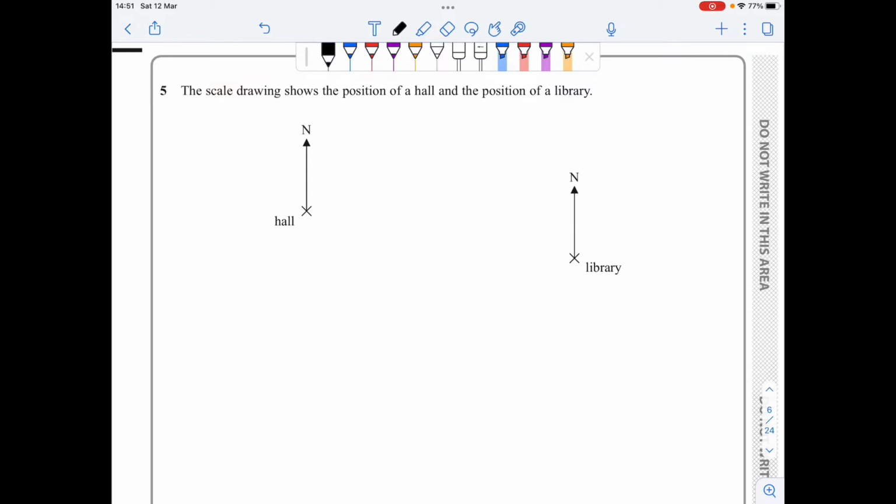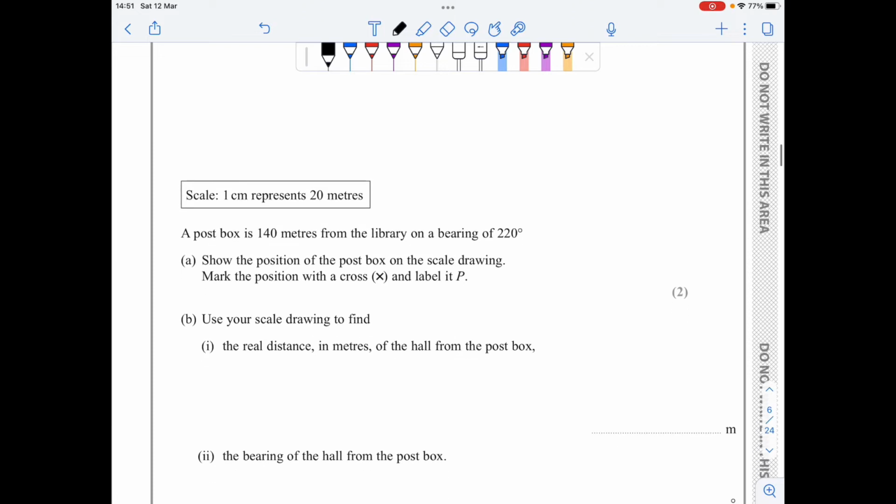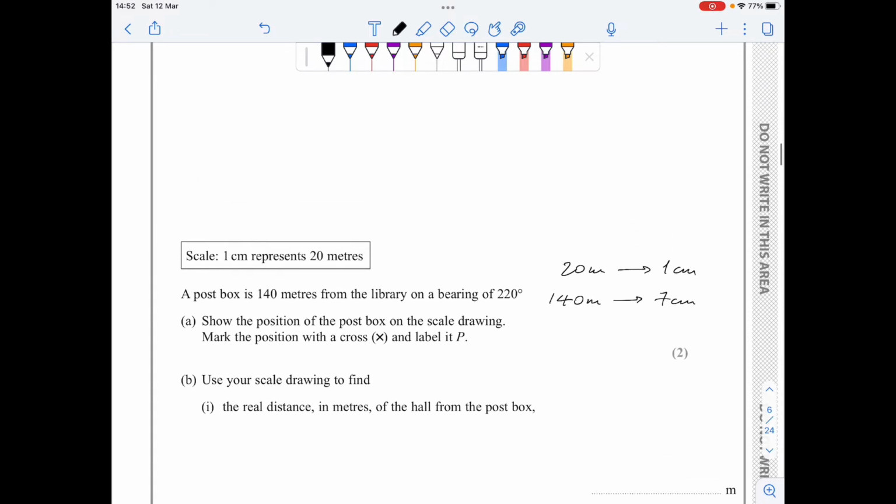In this question, I'm given the position of a hall and the position of a library. A postbox is 140 meters from the library and a bearing of 220. Now note that using the given scale, 20 meters are represented by 1 centimeter. So 140 meters are represented by 7 centimeters. Also recall that a bearing is measured clockwise from the north.